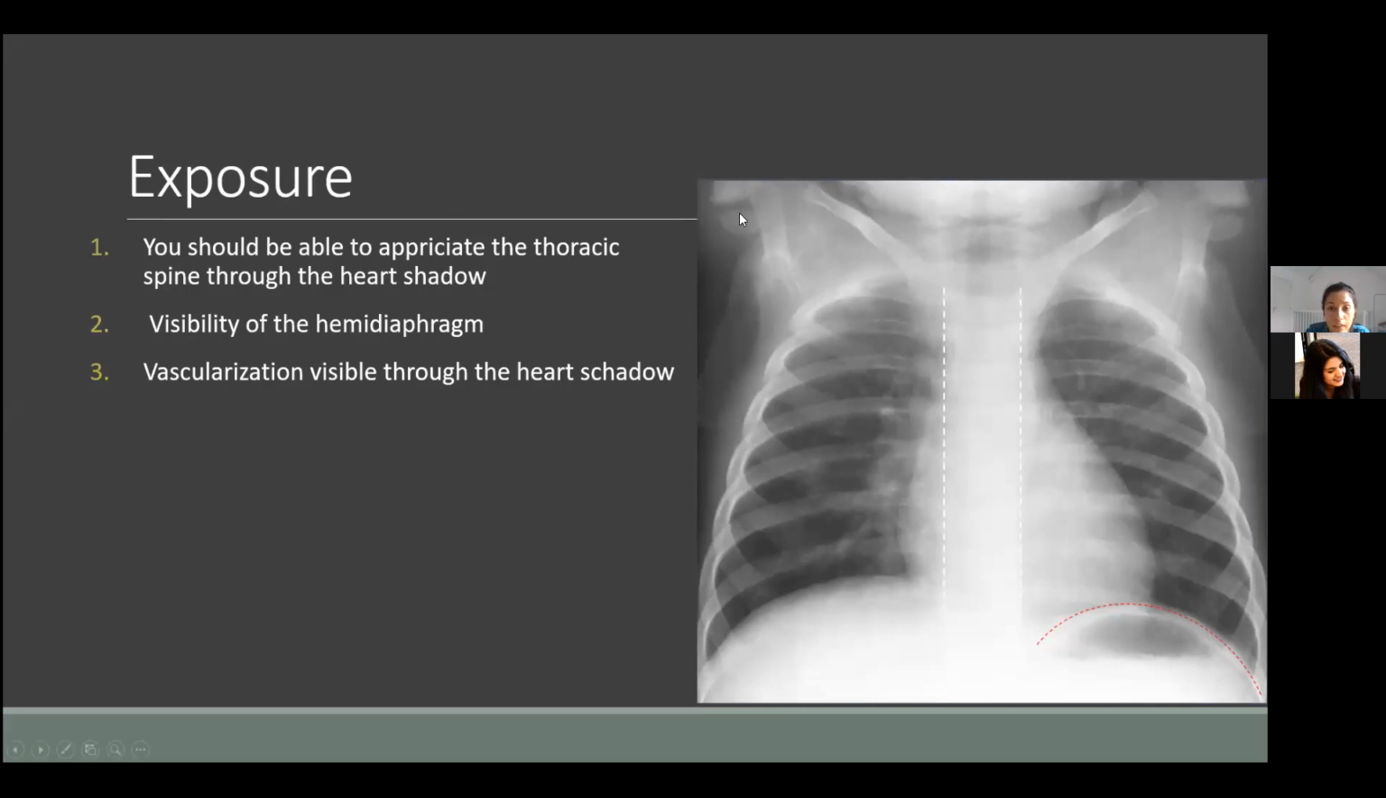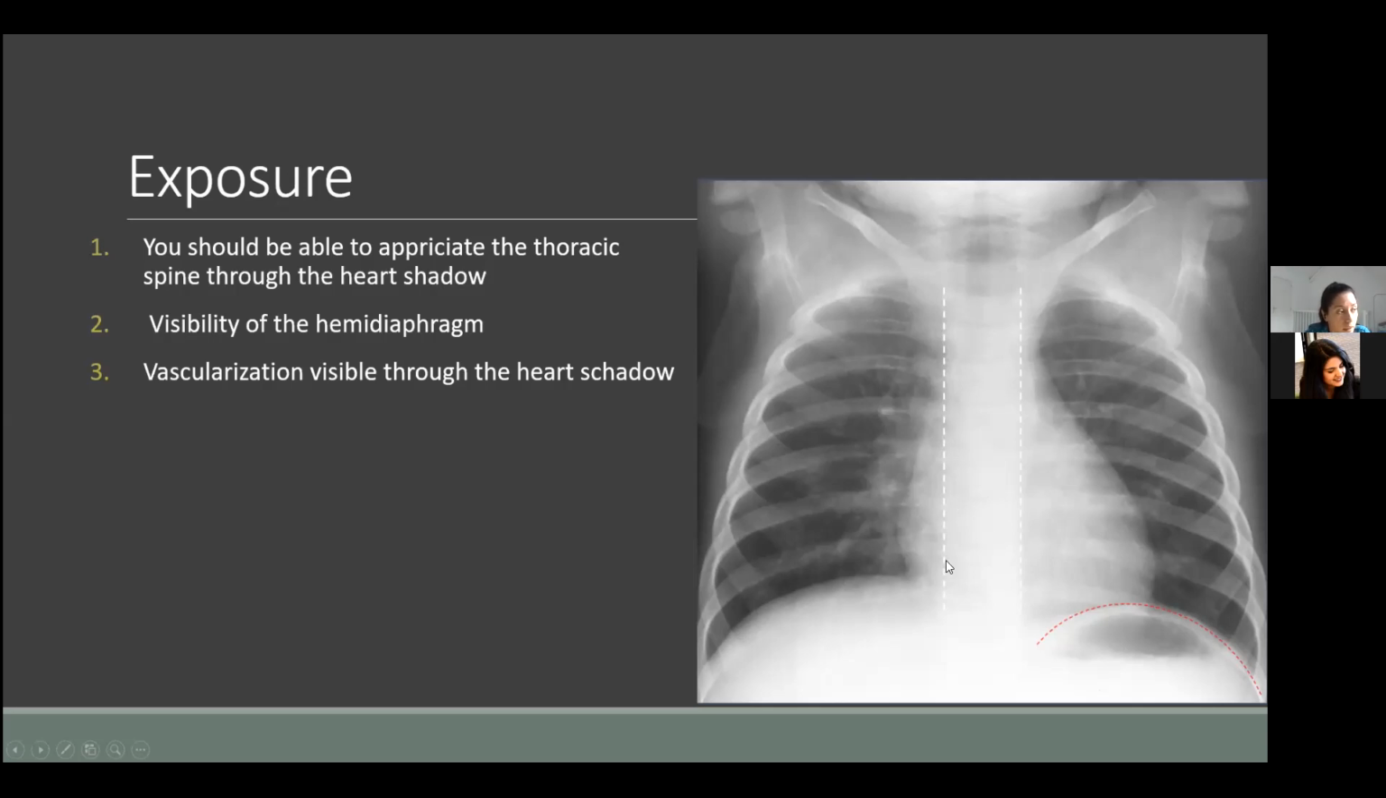This part of the quality actually depends on the radiographer, but if you have an under or an overexposed picture, you have to recognize it and then probably redo the chest X-ray to be able to recognize the pathology. So a good exposure means that you should be able to appreciate the thoracic spine through the heart shadow. In this picture it might be difficult, but you have to be able to recognize the thoracic spine through the heart shadow. So it should be a little bit more dense compared to the heart shadow.